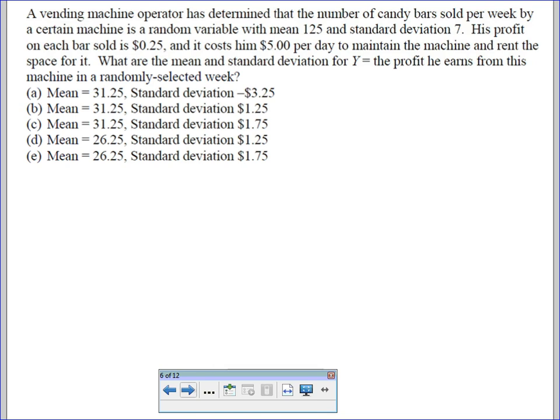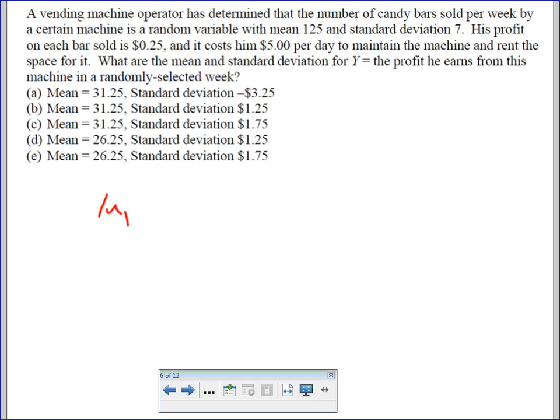And let's see here. So we have a linear transformation. A vending machine operator has determined that the number of candy bars sold per week by a certain machine is a random variable with a mean of 125 and a standard deviation of 7. His profit on each bar sold is 25 cents, and it costs him $5 per day to maintain the machine and rent space for it. So it's a linear transformation.